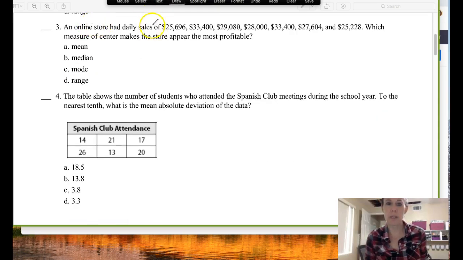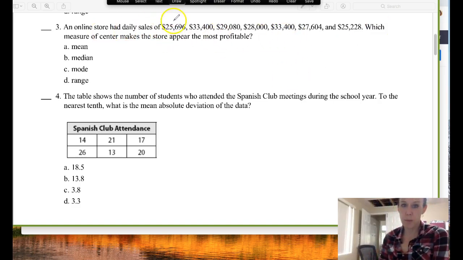Okay, an online store has daily sales of all of these amounts. Which measure of center makes the store appear the most profitable? So I'm either going to say the median sales for the day, or the mean sales, the average sales for the day, or the mode for the sales of the day, or the range for the sales of the day. Which makes the center appear most profitable? Well, let's find all these measures and see which one seems the best.